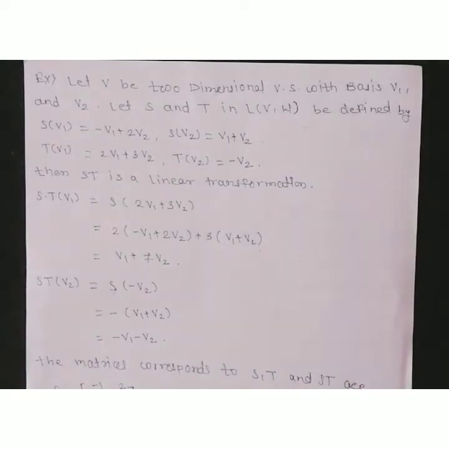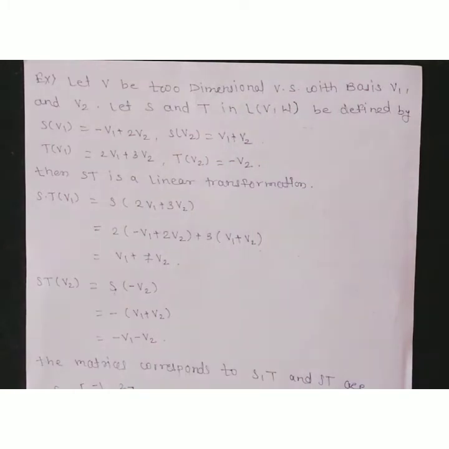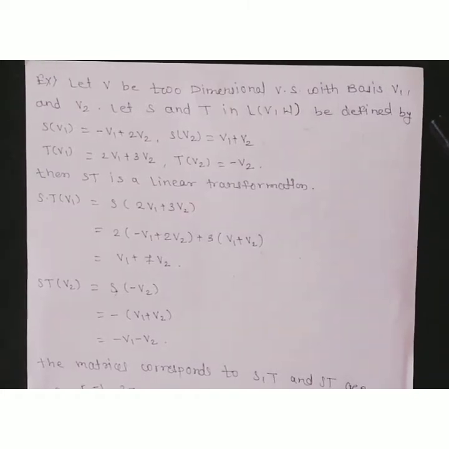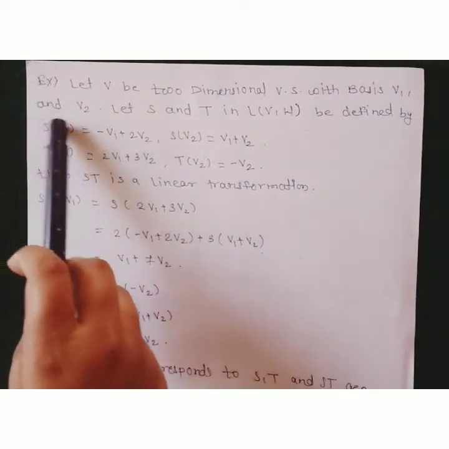Then what is given? V is a two-dimensional vector space. What is a two-dimensional vector space? It means its basis consists of two vectors, and the vectors are v1 and v2.